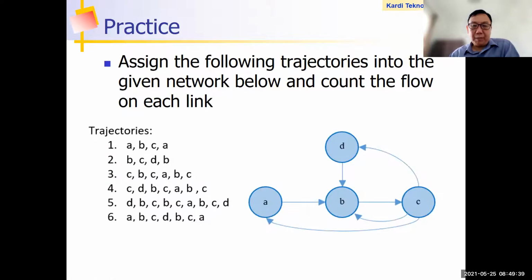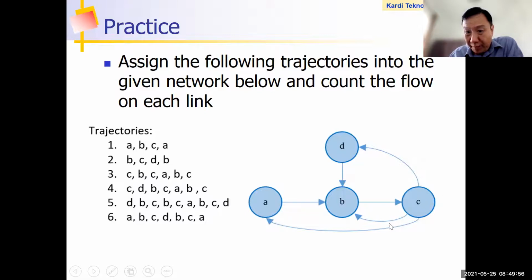Okay, let's practice. Suppose you want to assign the following trajectories into the given network. So you have 4 nodes. How many links?